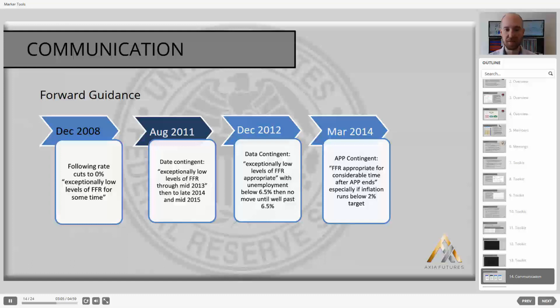They dropped this, and come March 2014 they became asset purchase program contingent, something that the ECB is currently in the phase of. So we can learn a lot about how the Fed comes out of this, and at what point they stopped referencing the asset purchase program and then started to actually move into a rate hiking cycle. So they stated in 2014 that the federal funds rate would be appropriate for considerable time after the asset purchase program ended, especially if inflation runs below 2%.